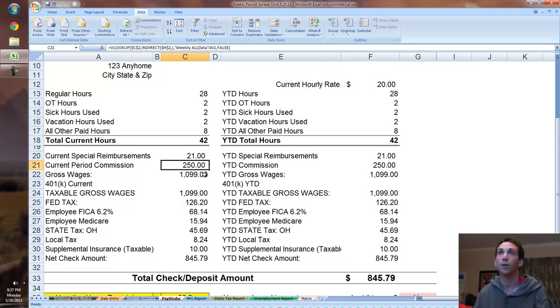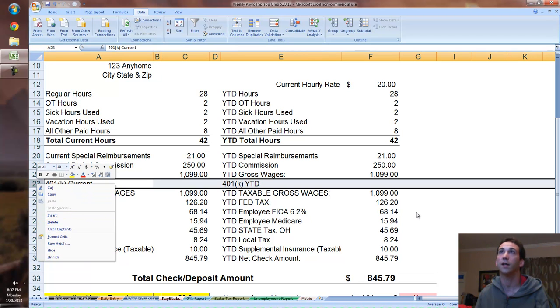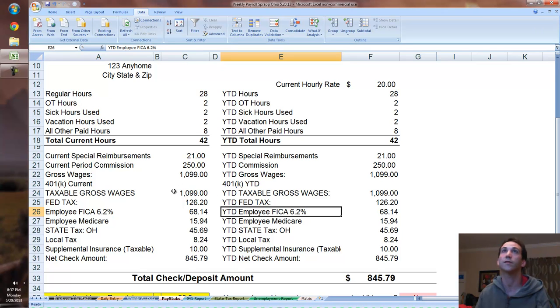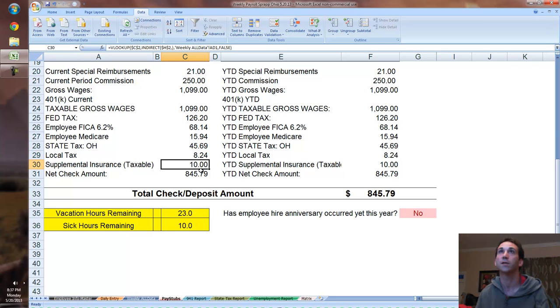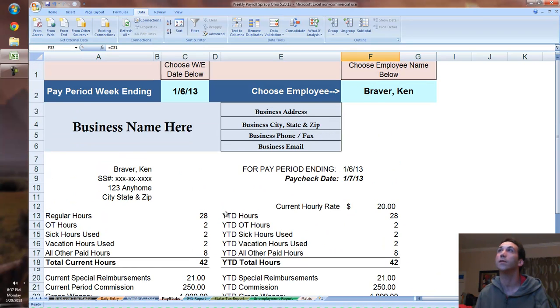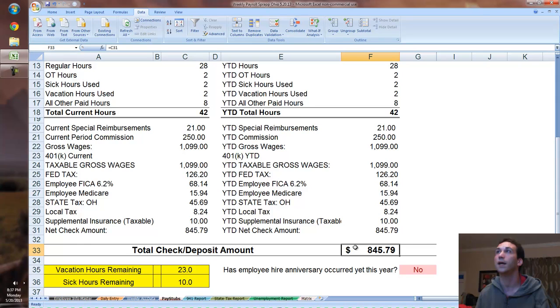How much was a reimbursement, how much was a commission, what's your gross wages. If there is no 401k, actually I can delete this. I know this client does not have a 401k. I won't delete it right now because I have to look at something else, but taxable gross wages, how much federal tax is going, what's the employee's portion of Social Security, what's the employee's portion of Medicare, what state are we in, this is the municipality tax, supplemental insurance tax, that's for totals, and then your net check amount. So you've got 42 hours and you end up with $845 a week here.